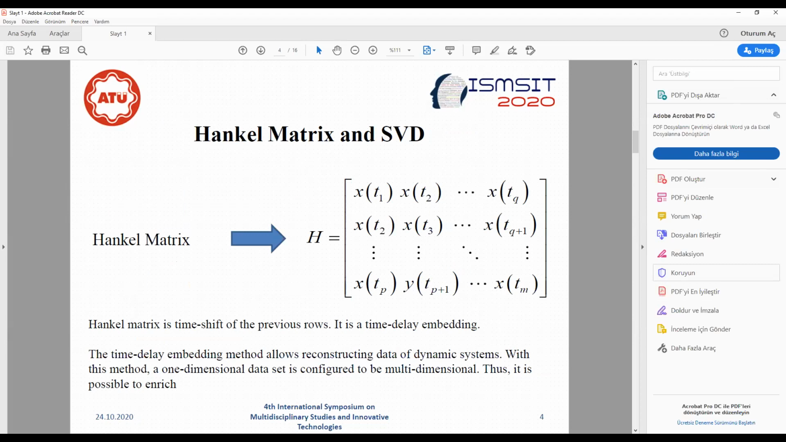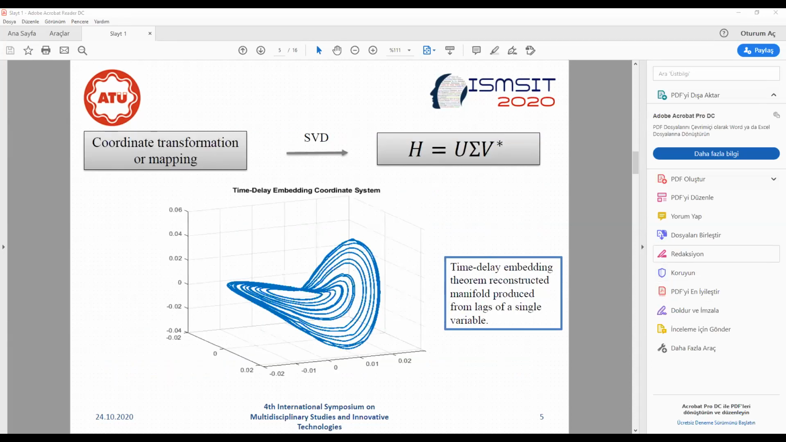We must understand the behavior of system dynamics to represent with a model. For this, we can use some methods like time delay embedding theorem. For this method, firstly, we must create a Hankel matrix, which is H. The time delay embedding method allows us reconstructing data of dynamic systems. With this method, one-dimensional data set is configured to be multidimensional. And then we take SVD, singular value decomposition of Hankel matrix to investigate system dynamics.